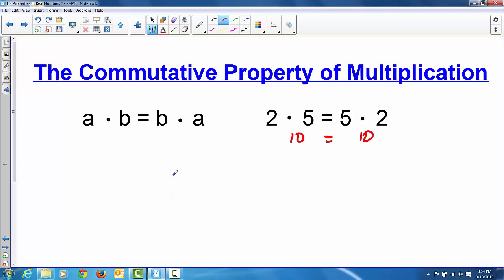And the same thing for division. 6 divided by 2, is that the same as 2 divided by 6? Well, 6 divided by 2 is 3. 2 divided by 6 is 1/3. See, so they're not the same either. So there is no commutative property of division, just of multiplication.